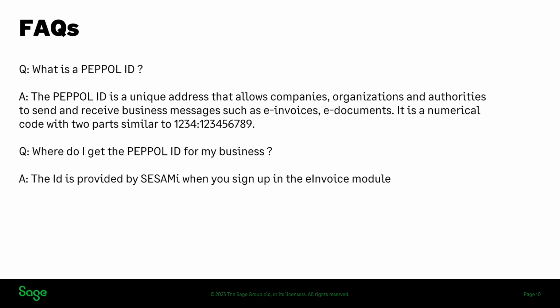Then the other question is, how do I go about getting this PEPL ID? I'll show you that when we get into the product itself. The ID is provided by Sesame. There's a register button in the setup for the EI module, where you put in your information for your company, and some specific fields are required. Click on the register button. That sends that information to Sesame, who then provides you your PEPL ID. Okay, so that's what the PEPL ID is about, right?